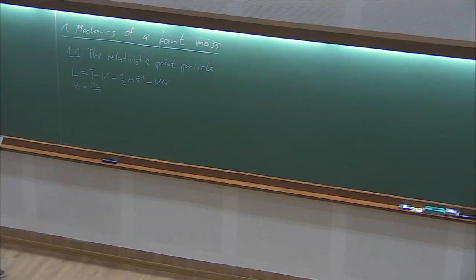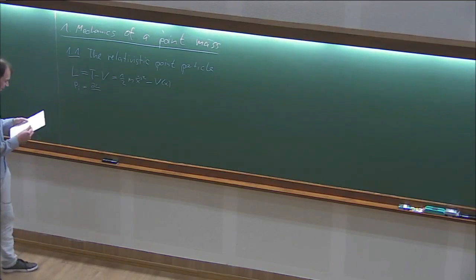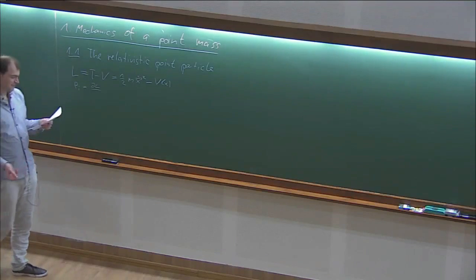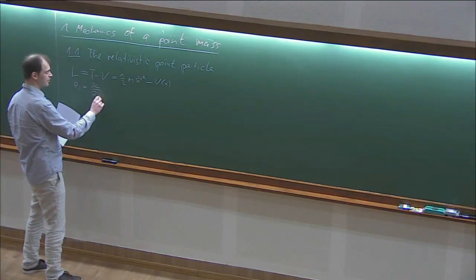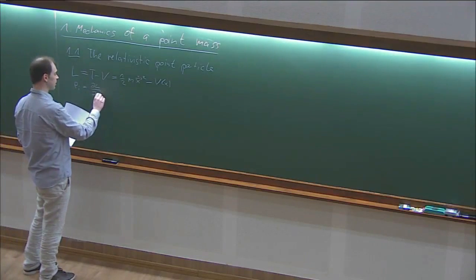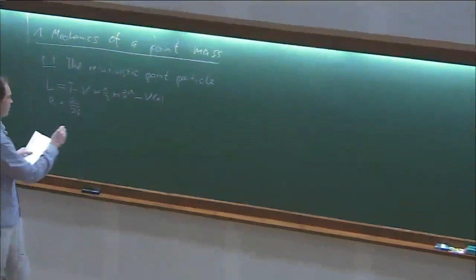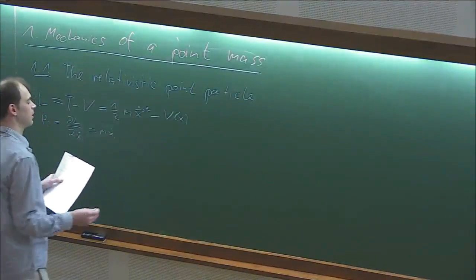Oh, yeah, sorry, the headline is a bit misleading. I want to discuss the non-relativistic one first to then discuss the relativistic one in analogy. I just didn't want to put two headlines. No, I'm still in the non-relativistic case here. We just take the derivative with respect to the velocities, which gives us the usual expression for the momentum, m x_i dot.